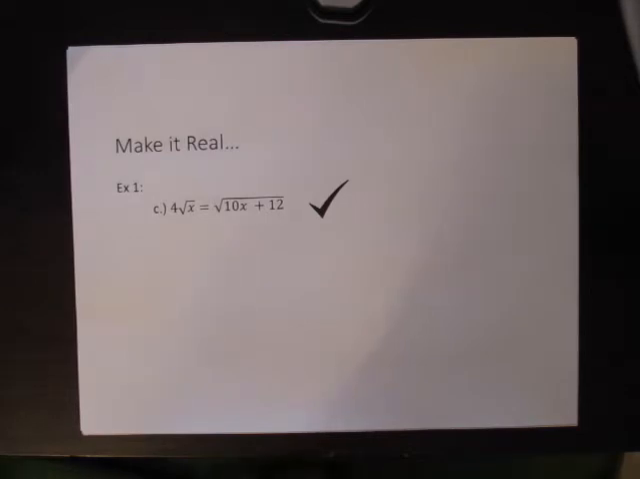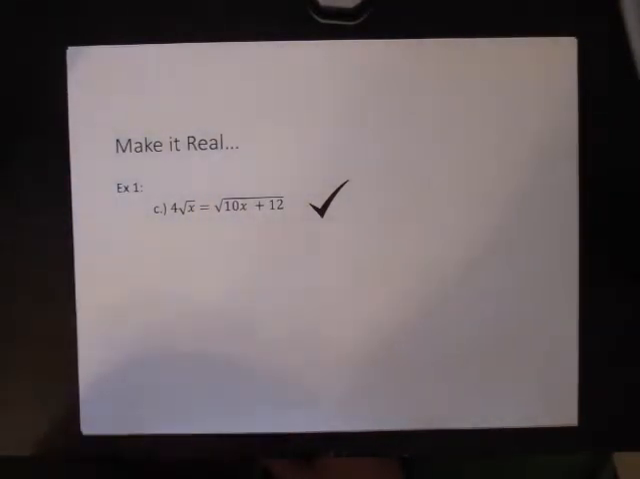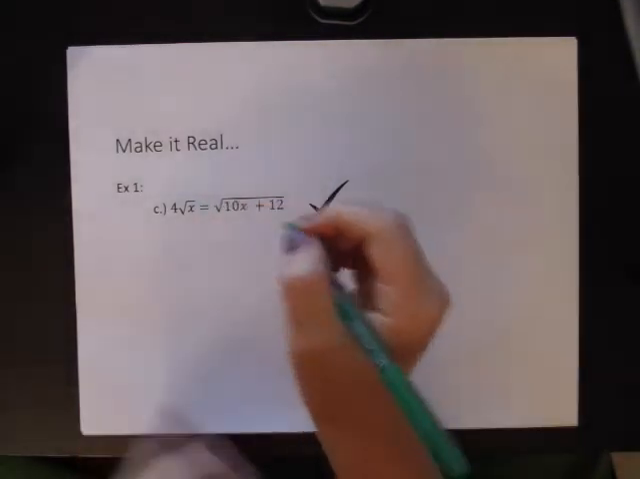So we got 4 square root x equals square root of 10x plus 12. First thing I want to do is isolate the radical. Since this is multiplication, it's totally fine. It's only when it's addition or subtraction that we have to do anything to it. So step 1 is done.